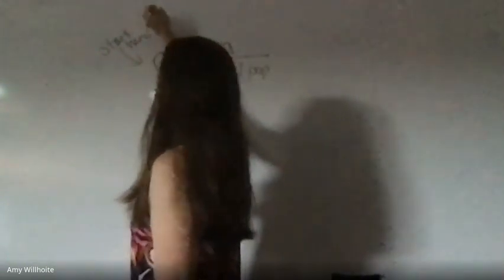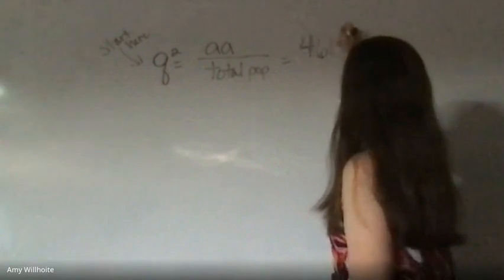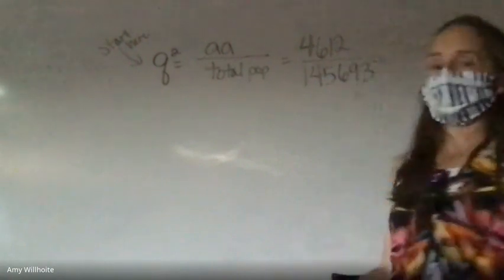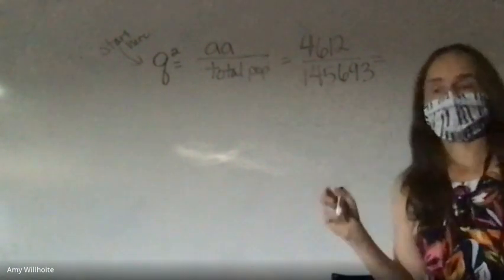Now, sometimes you're going to have to deal with whatever you've been given. So in this instance, unable to shapeshift is recessive. Oh my gosh, my marker's being a toot. Okay, so then I should be able to get my frequency, my q squared, right? I just put my recessives over my total, and I should be able to get my frequency.